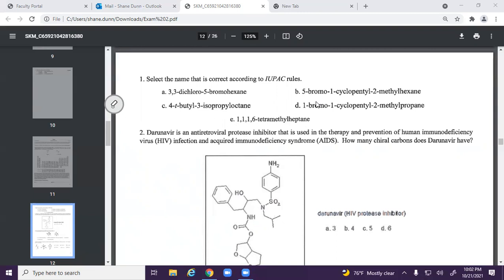This one's wrong because we already talked about that, right? Yes. A is wrong for the same reason. It should be alphabetical order. That's wrong. Right? Okay. There you go. So this is pentanol. This is propane.